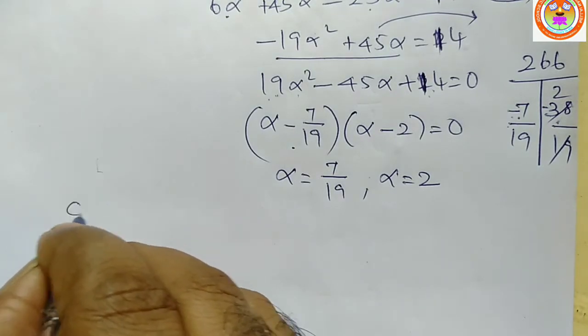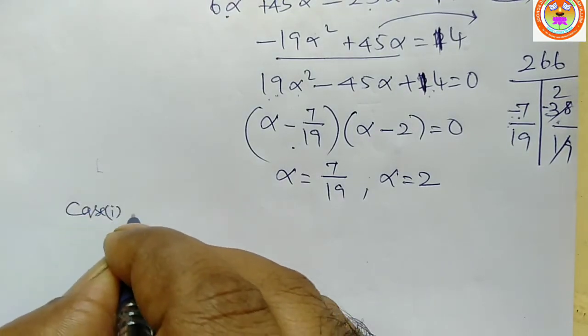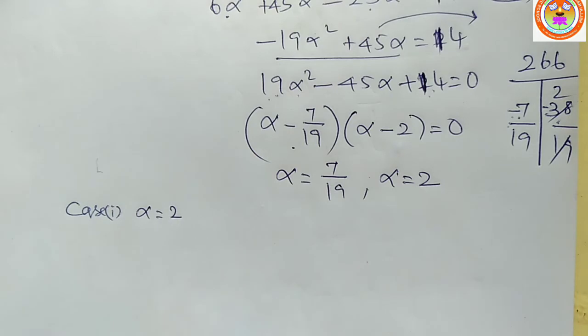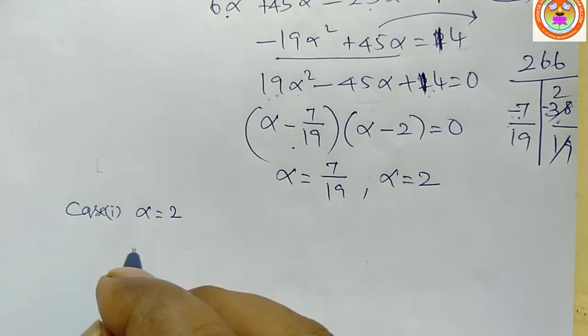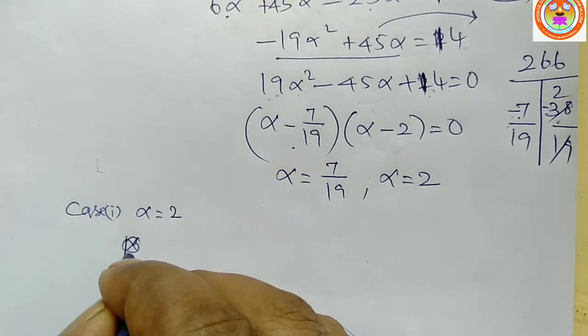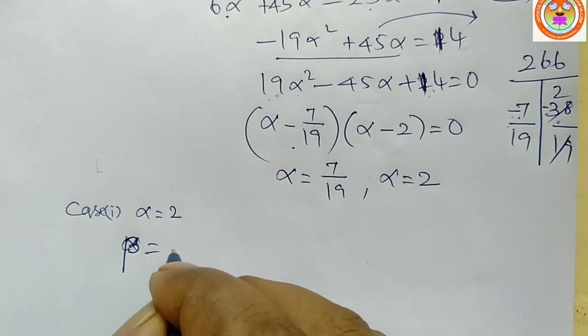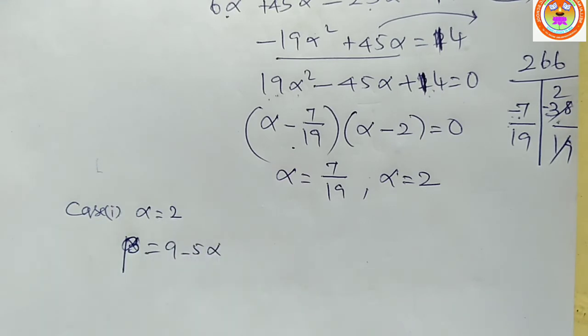So there are two cases. Case 1. If alpha is equal to 2, what is beta? Beta is 9 minus 5 alpha. So 9 minus 5 into alpha is 2. So 5 2s are 10. So 9 minus 10, that is minus 1.